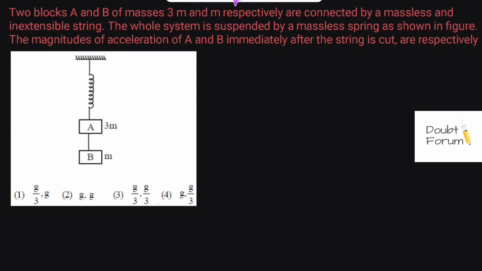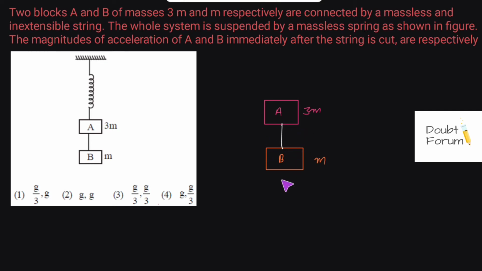So what I will do here is draw these two blocks first of all. Let's take this as block A and there is a block B. The mass of block B is m. The mass of block A is 3m, that is 3 times of this. And these two blocks are connected by a string which is massless and inextensible. So first of all, I will mark the forces which are acting on these two blocks.